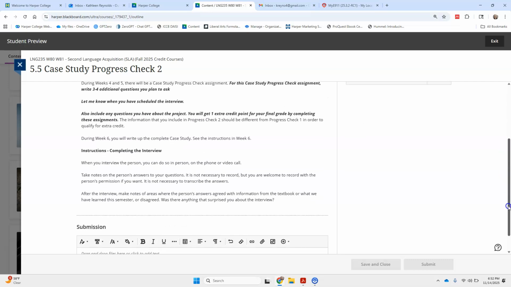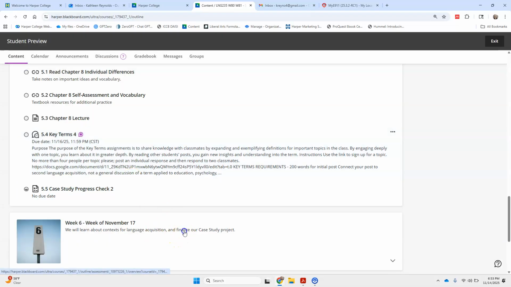So in this part, it's asking you to schedule and maybe start completing the interview. So when you interview the person, you can do it in person, on the phone, or a video call. Take notes. It's not necessary to record, but if you want to record with the person's permission, you can definitely do that. And what you're going to look for is where the person's answers agreed or disagreed with the textbook or other material that we studied this semester. And you are going to note anything that surprised or shocked you, as well as the answers to each question.